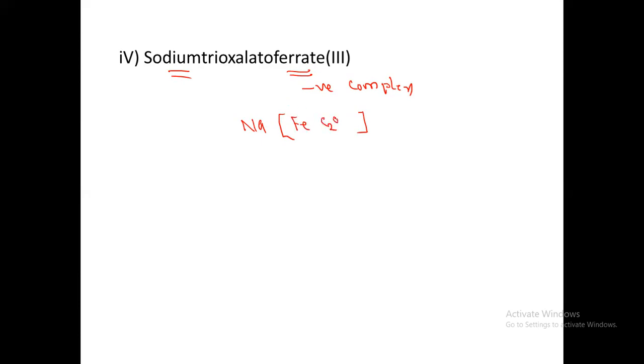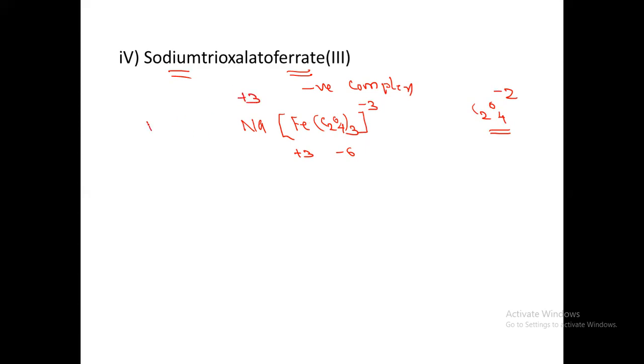What is the ligand? Oxalato, C2O4. How many oxalates? 3, so thrice. Okay, what is the charge of C2O4? It's a bidentate ligand. Okay, -2 charge. So there are -6 from oxalate, +3 from iron. It's given. What is the total charge of the complex? -3. That has to be balanced by +3.